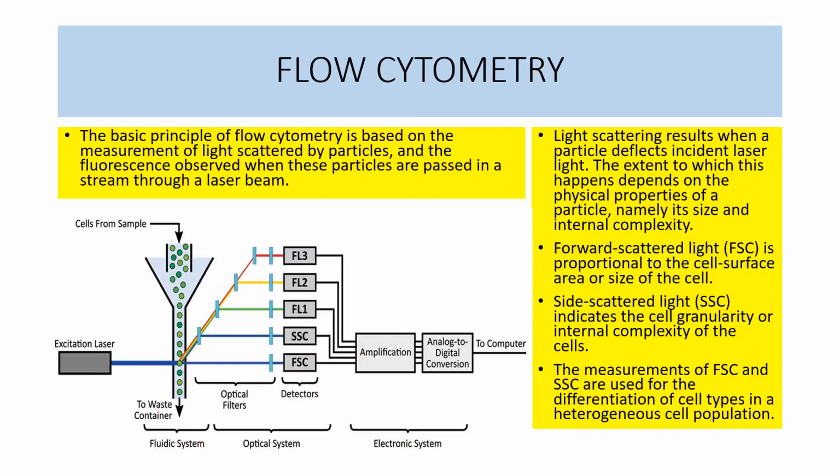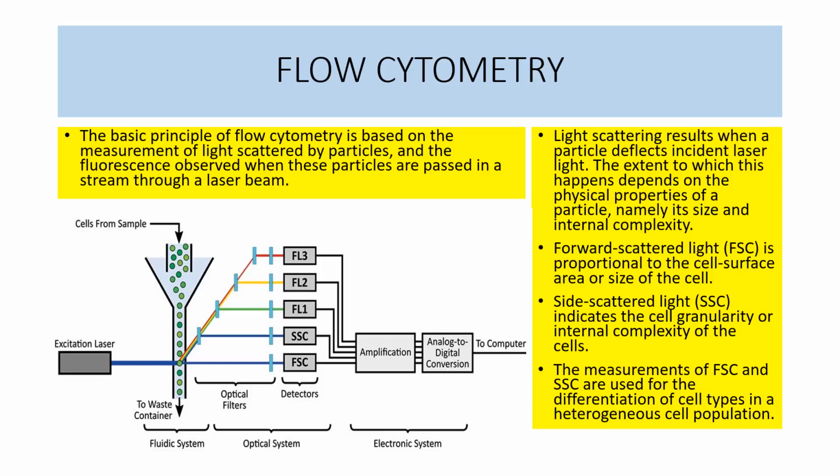So the basic principle of flow cytometry is based on the measurement of light scattered by particles and the fluorescence observed when these particles are placed in a stream through a laser beam. Light scattering results when a particle deflects incident laser light. The extent to which this happens depends upon the physical properties of the particle, namely the size and internal complexity.